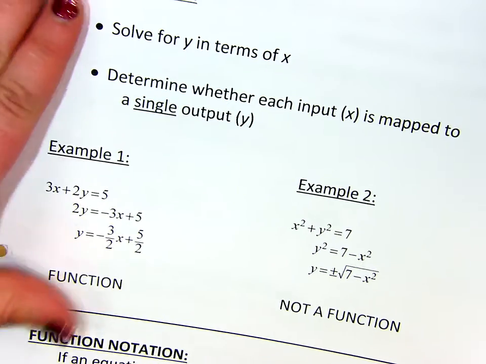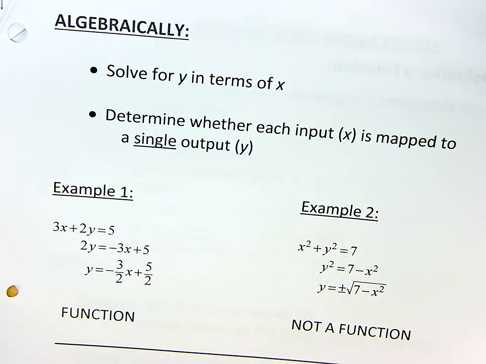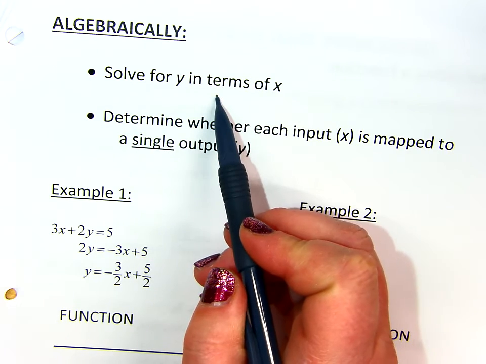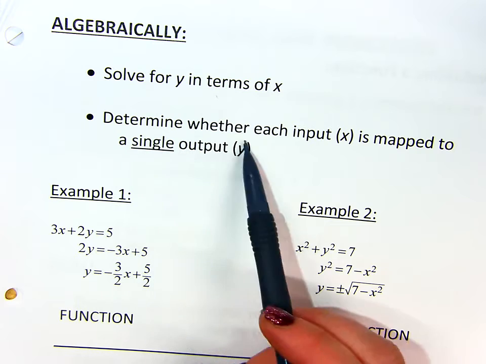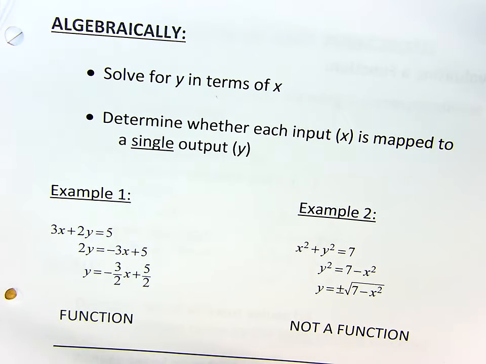Now, you don't always have a graph in front of you. You could make one, but sometimes that's not very convenient, right? So, if you are just given an equation, there are ways for you to tell if it's a function or not. Okay? So, first thing you're going to do is solve for y in terms of x, so get y all by itself. And then you're going to look and see, if you plug in an x, is it only going to give you out one y?